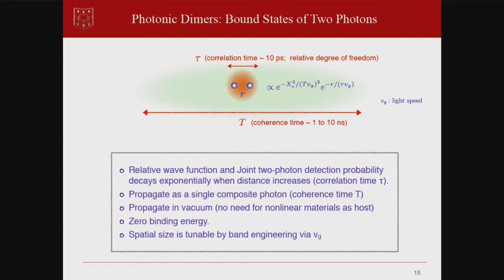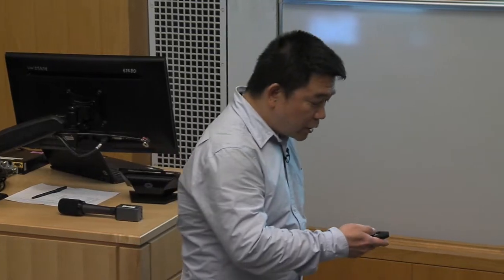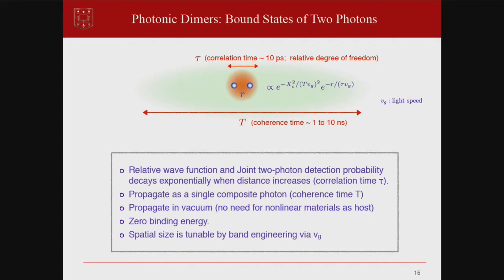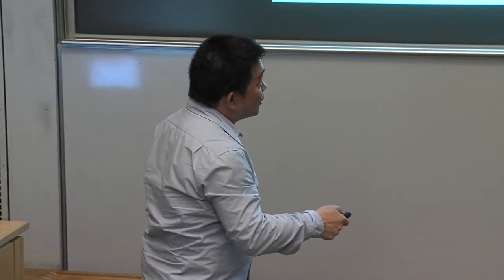And like the typical bond state, these photonic dimers, the bond state of two photons, will propagate as a single composite photon. And the most interesting feature is that once they are formed, they remain a bond state, and they can propagate in vacuum without the underlying nonlinear materials. That is because photons do not carry charges, so the binding energy is zero. Another interesting property of the photonic dimer is that the relative wave function also depends on the group velocity of the medium wherein it propagates. So its size, how tightly it's bound, can be tuned by modifying the group velocity.